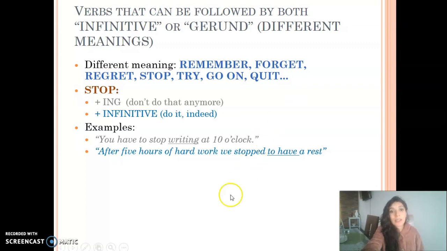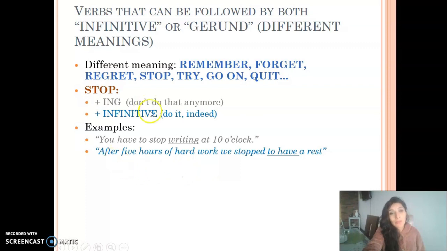As you can see here, the underlined word is a gerund. So the meaning of this sentence is that you have to stop, or we don't do that anymore. We don't write anymore at 10 o'clock.